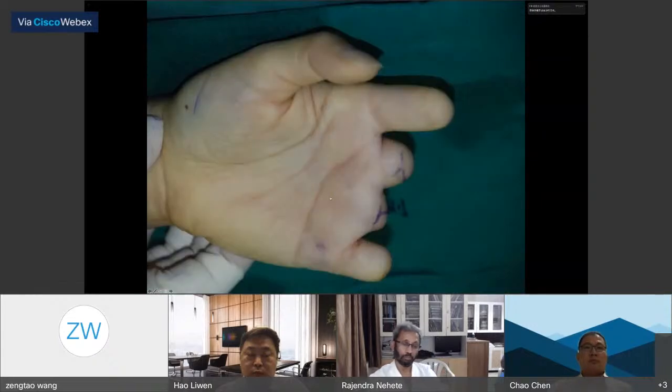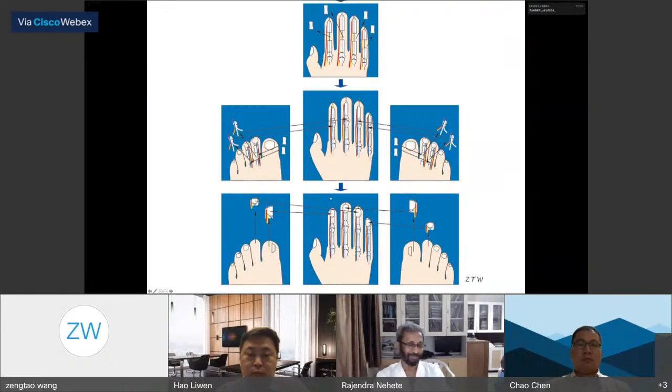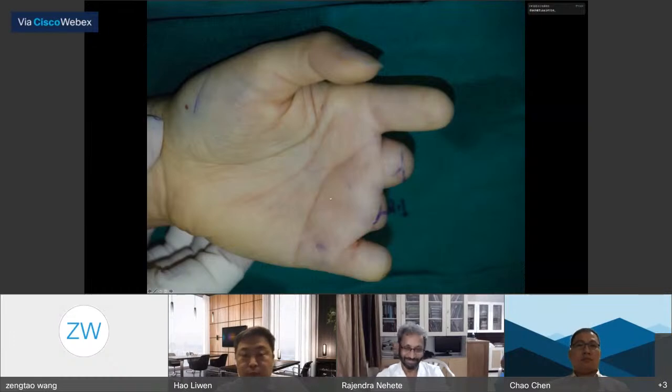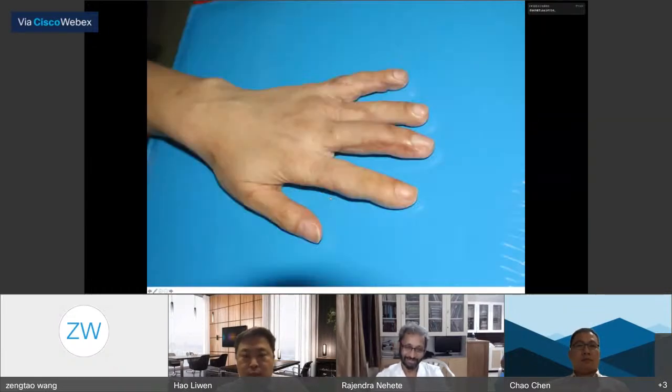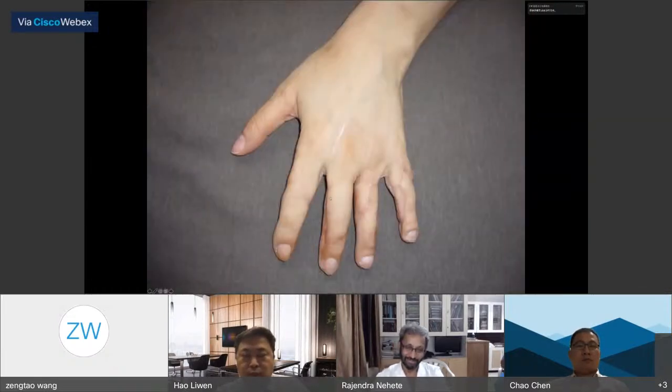And the 3 fingers reconstruction, and the 4 fingers reconstruction, pre-operation, post-operation, and post-operation. Thanks.